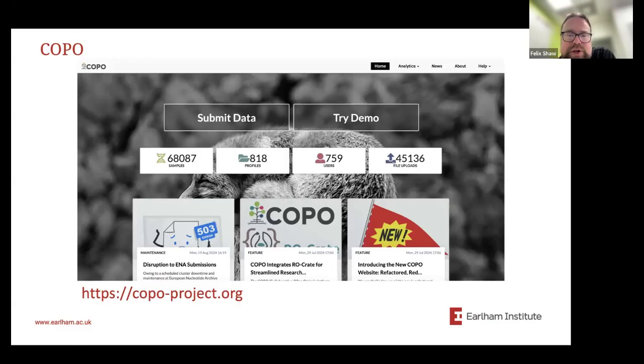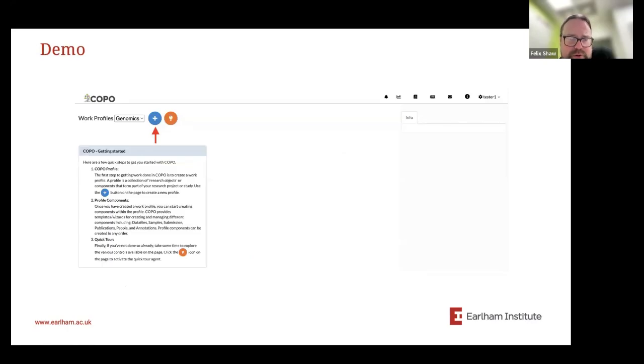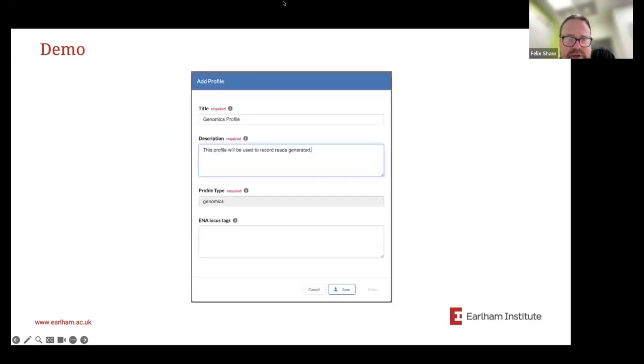So I'll very, very quickly just show you what depositing some read data, for instance, would look like using Copo. So you would log in using your ORCID ID, create a new profile with the plus button, give it some high-level study metadata. This is what would appear in the submitted data to ENA. If you have any particular genes that require locus tags, you could put them in here. This will look different depending on what type of user you are. So we have different groups depending on the different projects that we service. So yeah, it's kind of tailored to individual users.